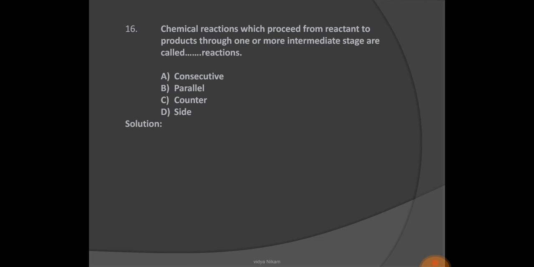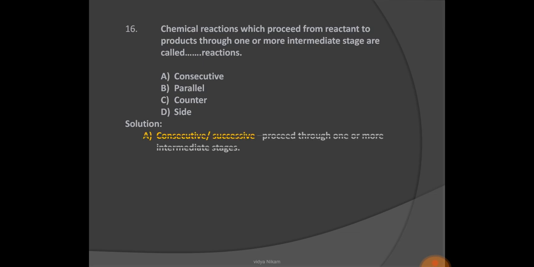Next question. Chemical reaction which proceeds from reactant to product through one or more intermediate stages are called a dash dash reaction. Option A, consecutive. Option B, parallel. Option C, counter. And option D, side reaction.